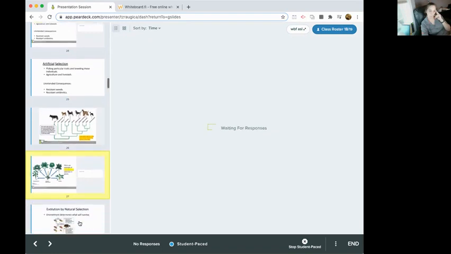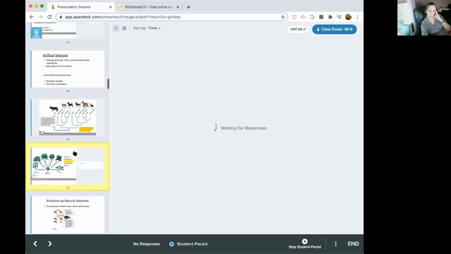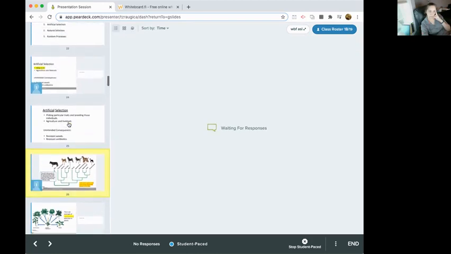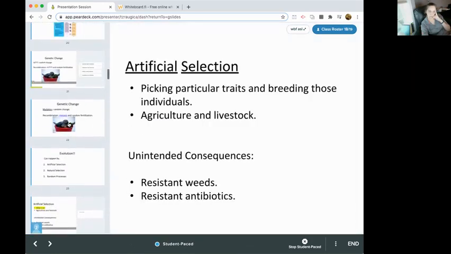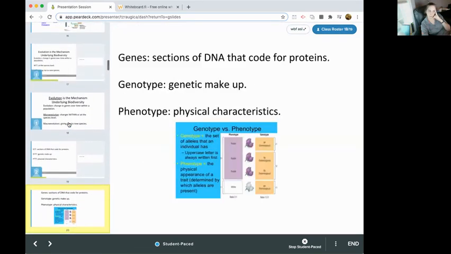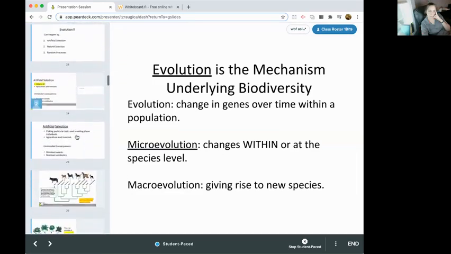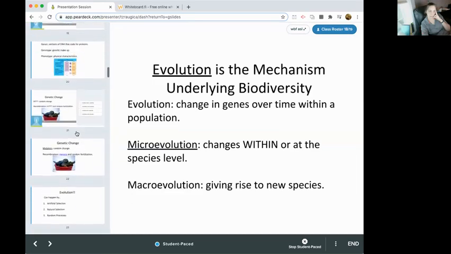Well, I know which one I want to check. I also want to check slide 27. There were some wrong answers yesterday on that one. So one of our targets is to know the difference between artificial and natural selection.